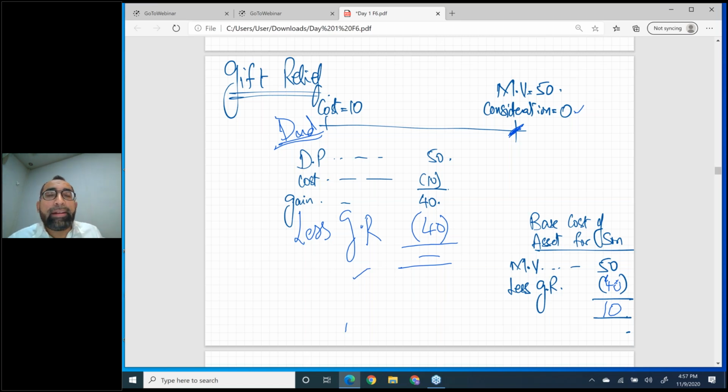So look here. In this case, you have to calculate the gift element. 50 is the market value and the consideration is 35, so automatically the gift element will be 15. And in that case, your gift relief will be restricted to the amount of gift, that is 15.